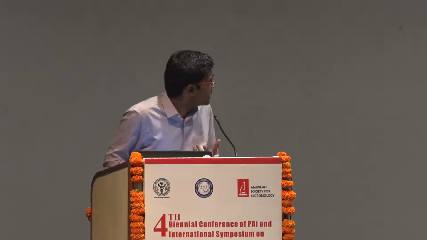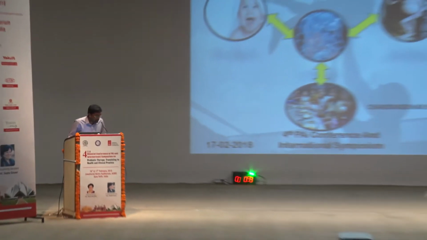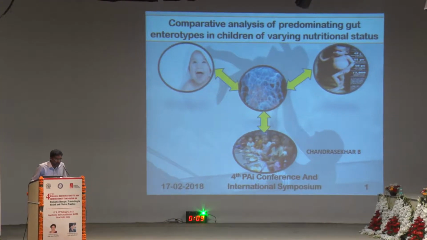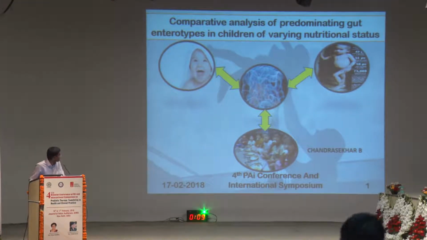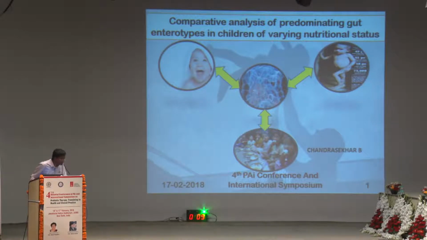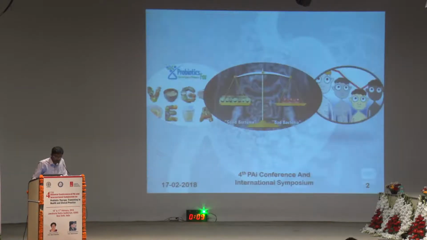Malnutrition, as we all know, is a nutritional abnormality that is notorious for consuming millions of lives, approximately 3 million innocent lives every year. It is prevalent in every nook and corner of the world, and it has become a cause of global concern for many national and international health organizations. So my research work has focused on malnutrition, and it was entitled a comparative analysis of predominating gut enterotypes in children of varying nutritional status.